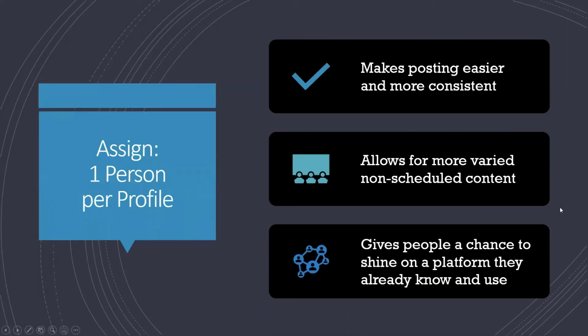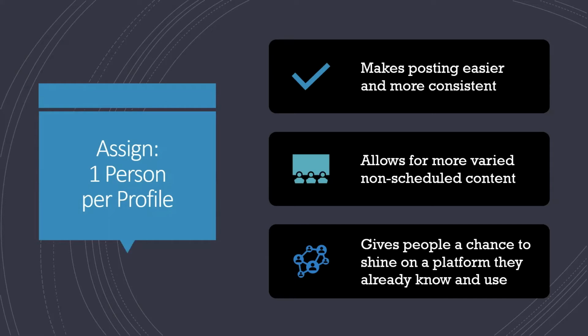So first of all, assign one person per profile. Here at MLC, when it comes to just the social media aspect of marketing, we have one person, the social media coordinator, who handles Facebook. And then she has assigned another person to handle Twitter and another person to handle Instagram. There are more people in the marketing and PR area of the Library Commission besides those three, but they're the main ones that handle social media.